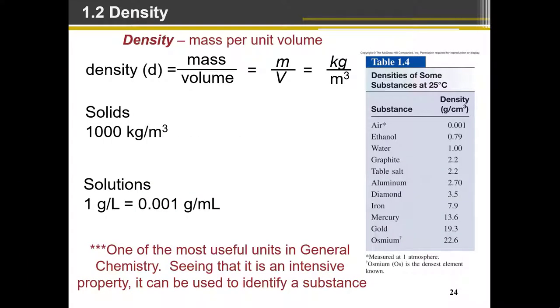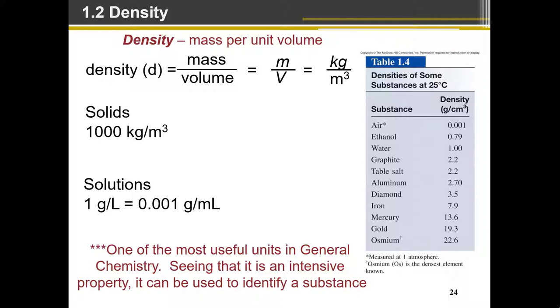These types of unit conversion calculations, as I said, are really essential for our class, and it proves more useful when you deal with derived units for properties like density. So density is mass per unit volume for the sample.